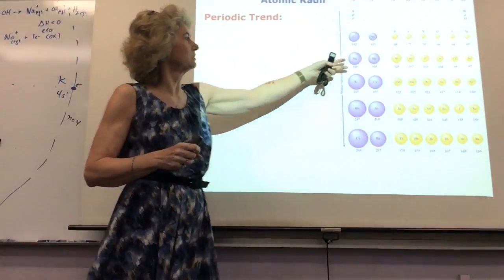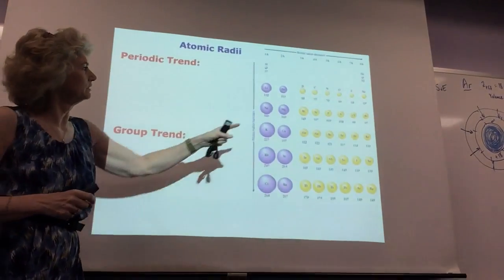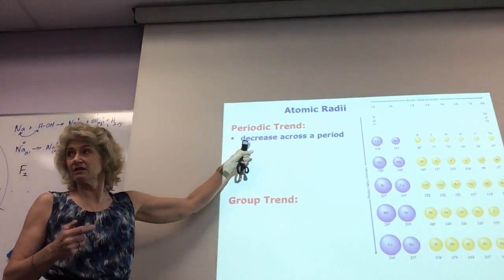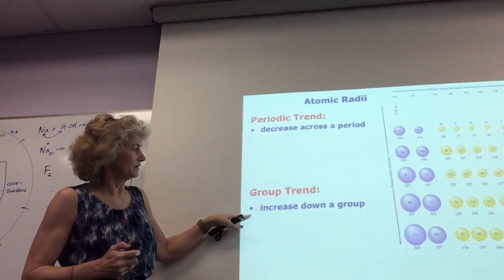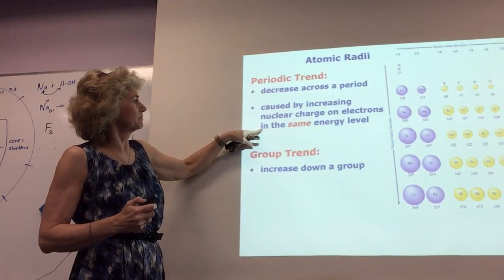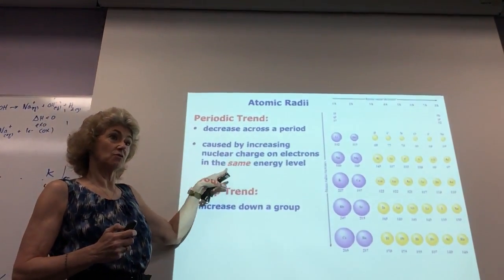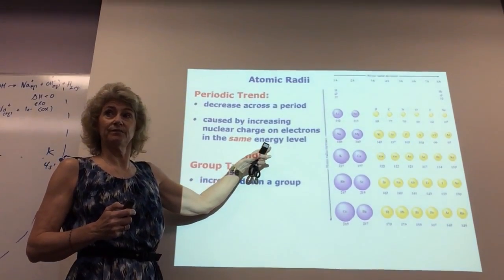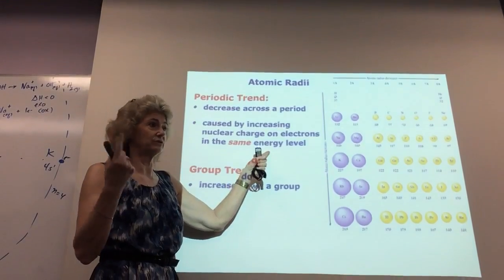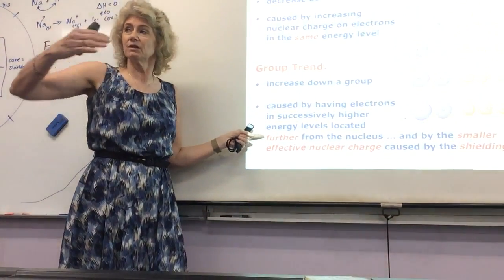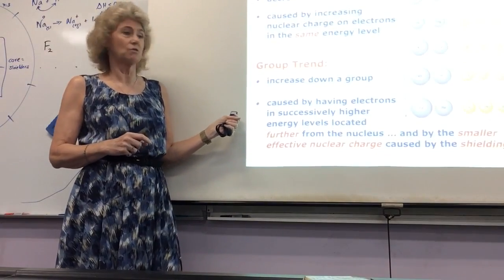Okay, and by the way, purple are the metals and yellow are the non-metals. Well, aluminum is a metal. So as you move across the period, the atomic radius gets smaller. And as you move down the group, it gets bigger. It gets smaller across the period because of increasing nuclear charge, but the core, the shielders, stay the same because the valence electrons don't shield each other. Down the group, you've got lots of shielding. Each one of these layers shields those core electrons.